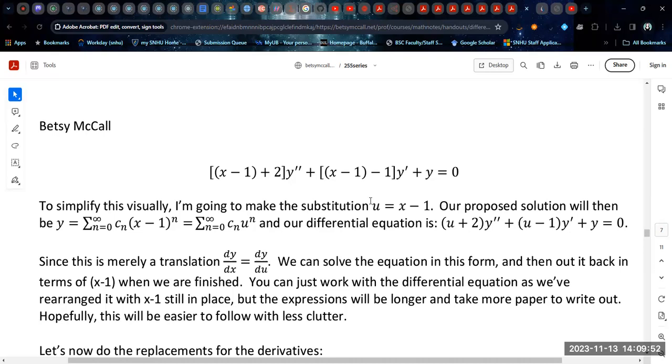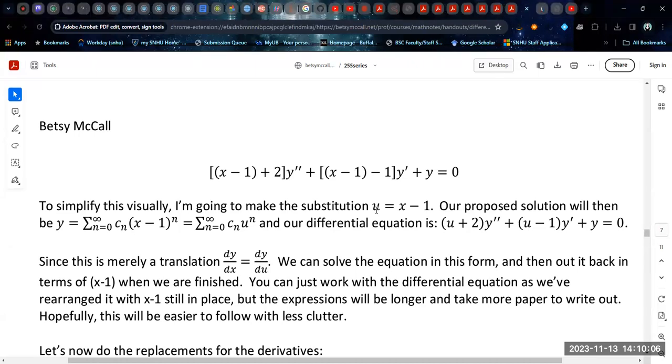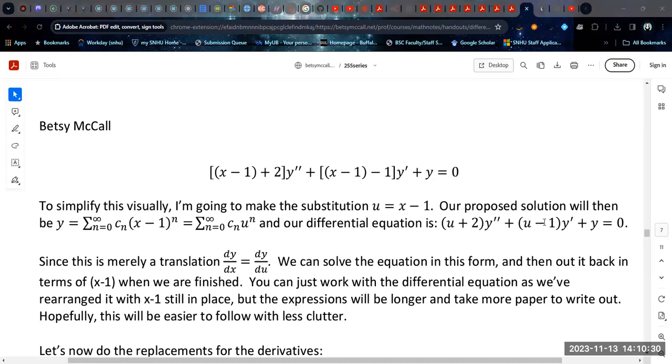And then again, just to make my life a little bit easier and avoid really messy expressions, I'm going to do a substitution, and I'm going to replace x minus 1 with u. The derivative of x minus 1 is just the derivative of x, which is 1. So this is not really doing anything to our formulas. It's just going to mean that I don't have to write x minus 1 all the time. I can just write u. And that'll make it a little bit easier for us to work with it. So I'm going to rewrite x minus 1 plus 2 as u plus 2, and x minus 1 minus 1 as u minus 1.